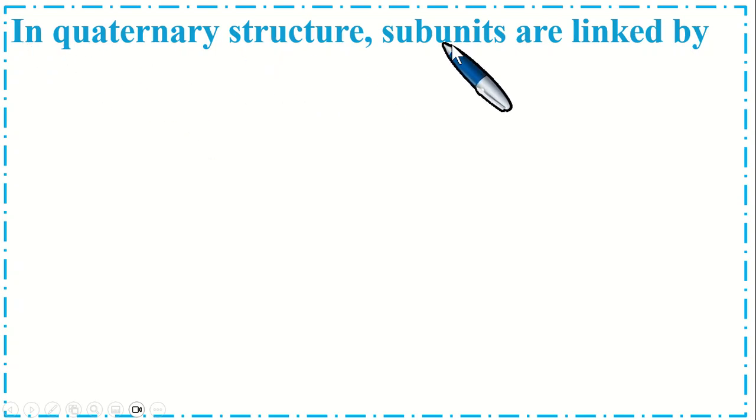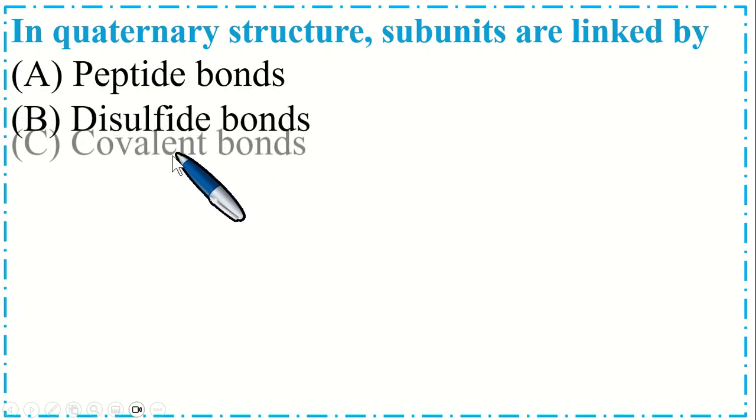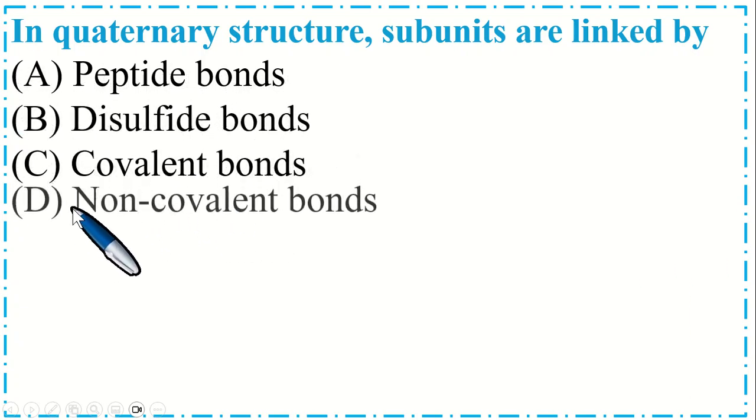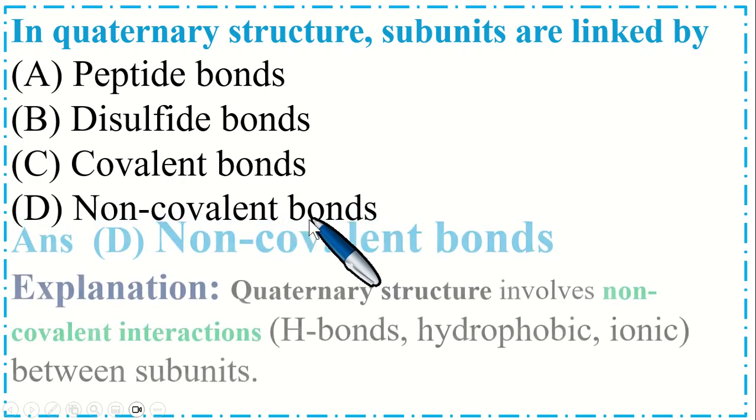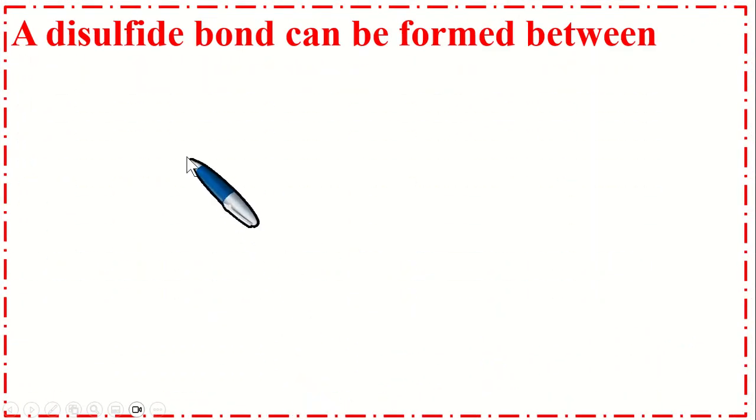The quaternary structure subunits are linked by: option A peptide bonds, B disulfide bonds, C covalent bonds, and option D non-covalent bonds. So the correct option is D, non-covalent bonds. Quaternary structure involves non-covalent interactions, which are hydrogen bonds, hydrophobic and ionic bonds between subunits. So this is a very important MCQ.